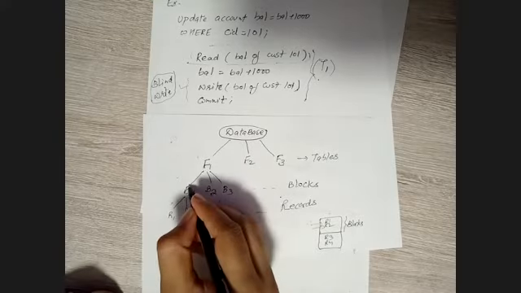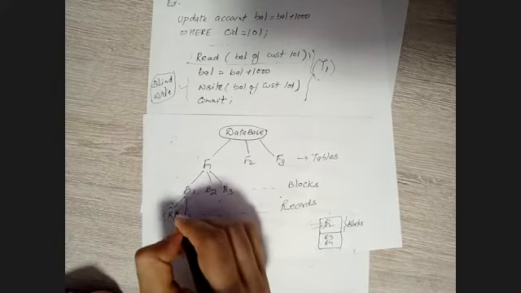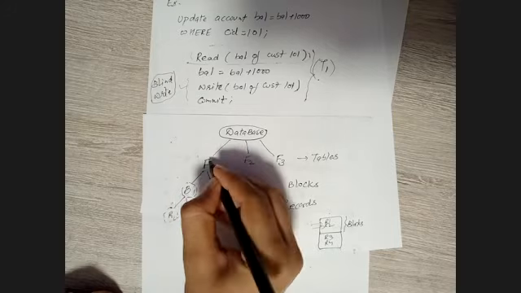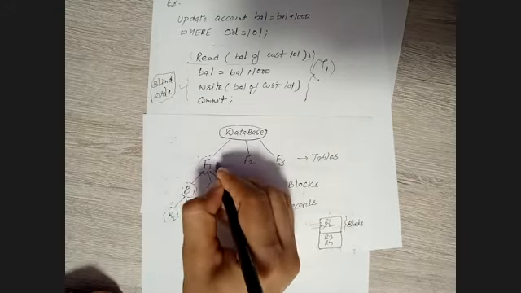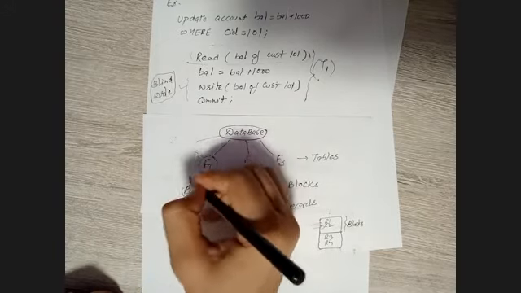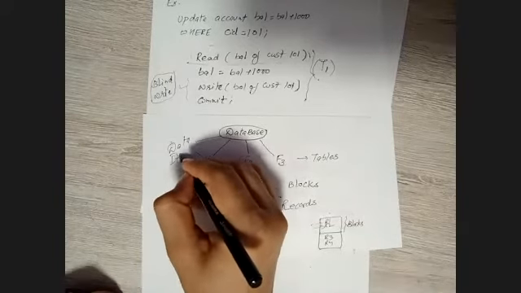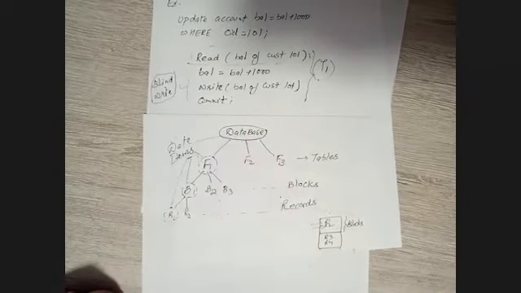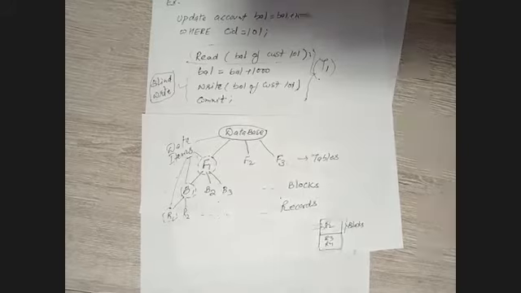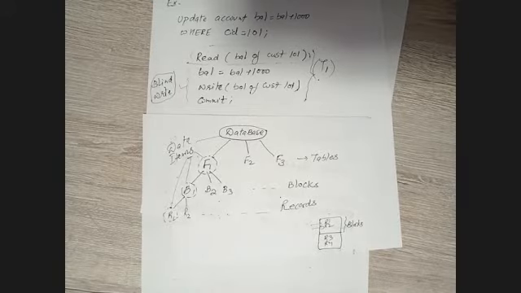So these records, these blocks, these files, and even this complete database, these are your data items, right? So understand, whenever I say data item, probably this can be any of these, right? It depends on everything that we are using, right?